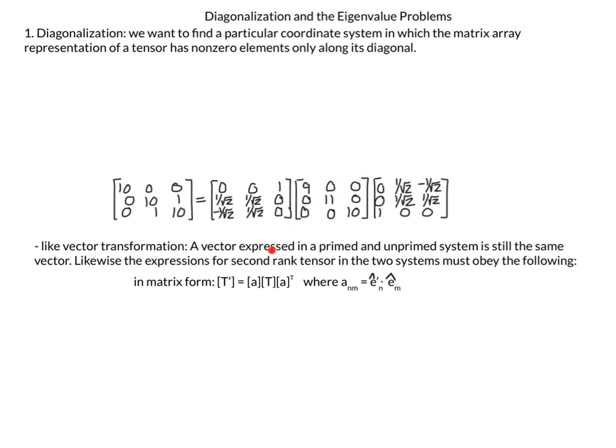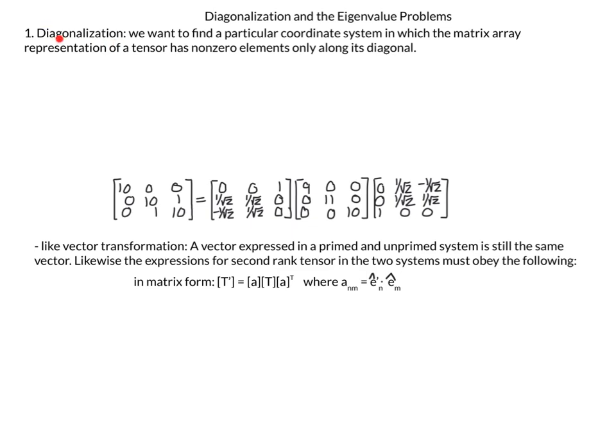And remember, just to remind you what tensor transformation looks like, a vector expressed in a primed and unprimed system is still the same vector. Likewise, the expression for a second rank tensor in the two systems must obey the following. A second rank tensor is often represented by a matrix. So our T prime, our primed coordinate system, is equal to A T A transpose, where A is a transformation matrix, T is in the unprimed system, and A is gotten by dotting the basis vectors of our primed system with the basis vectors of our unprimed system.